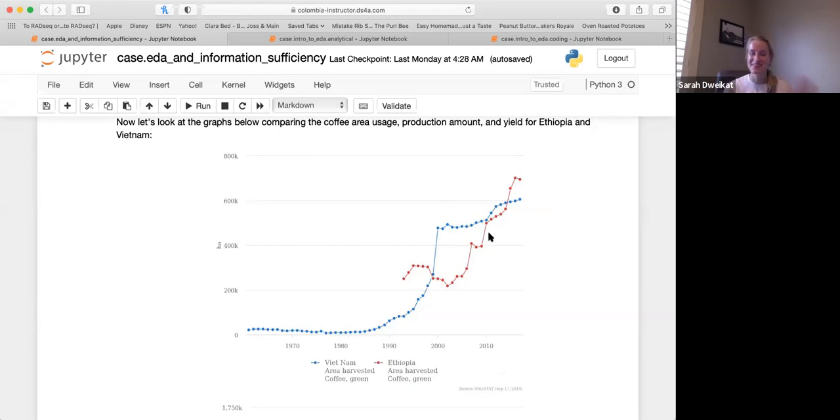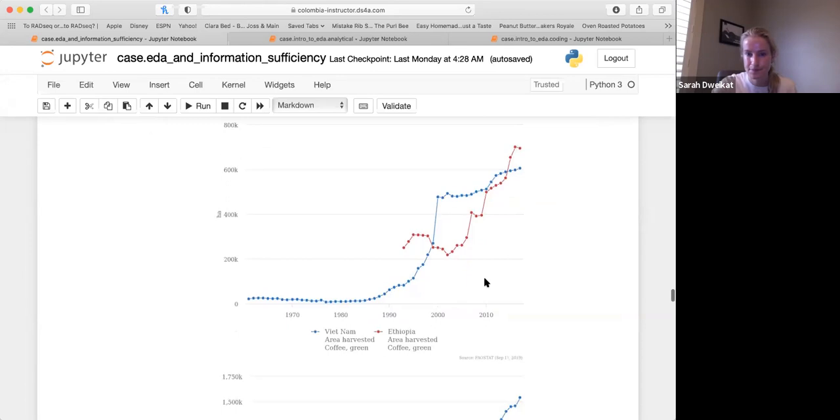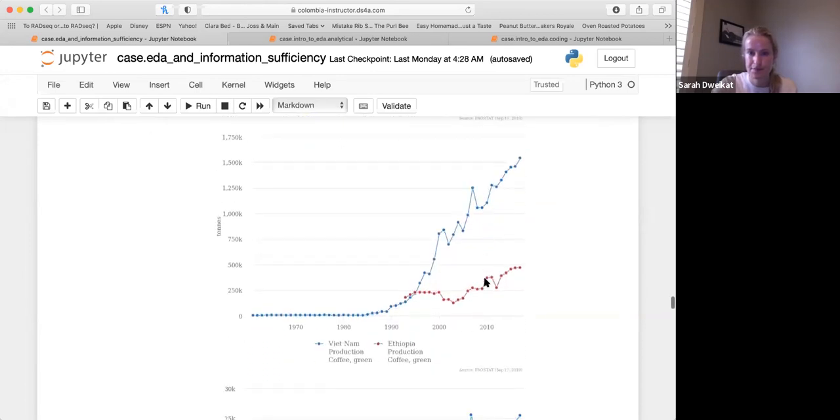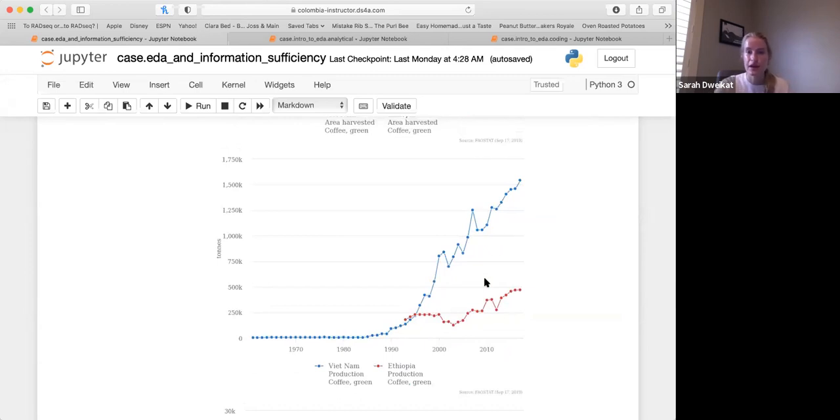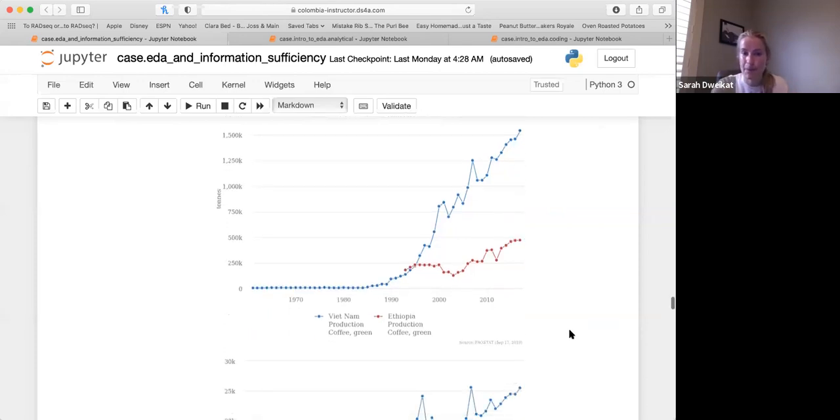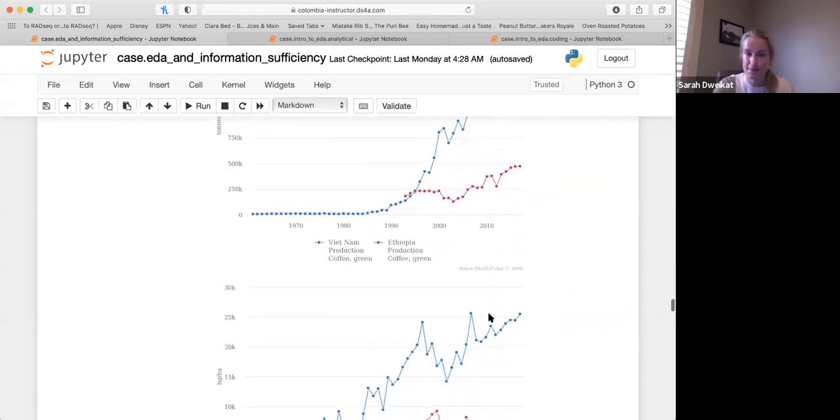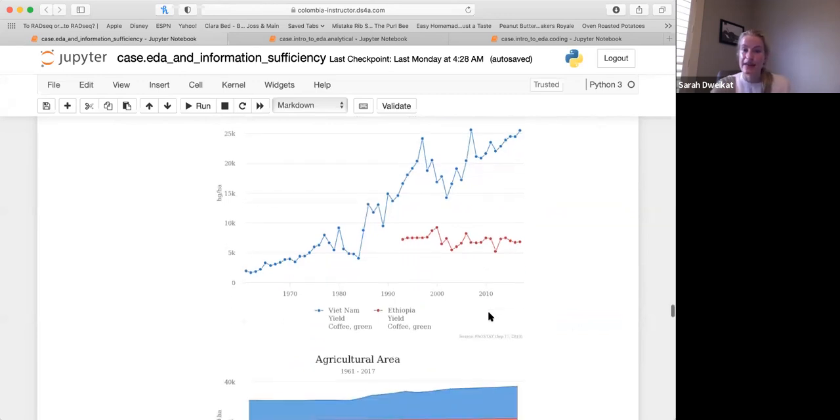I was about to talk about those trends, but I first want you to look at these graphs, the same as we did with Brazil, and think about where Ethiopia is now versus where Vietnam was. And again, thinking about the coffee, this is the tons, the amount of coffee that is produced for Ethiopia versus Vietnam. And then again, looking at yield.